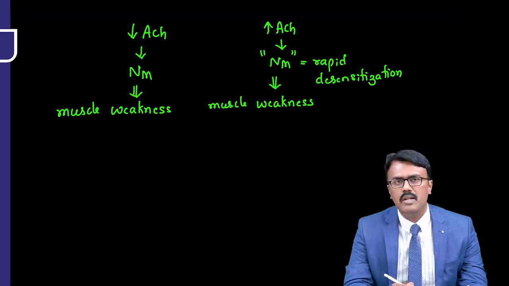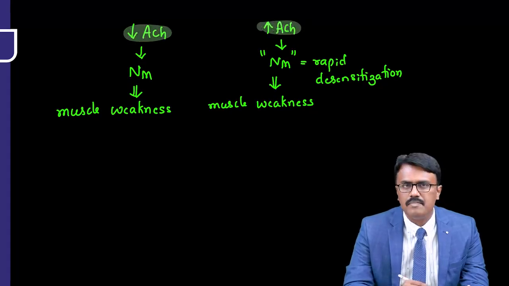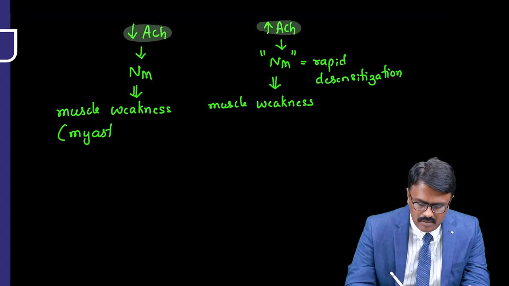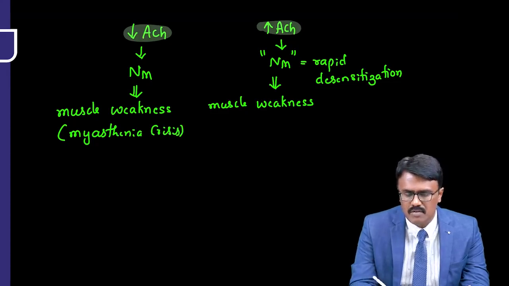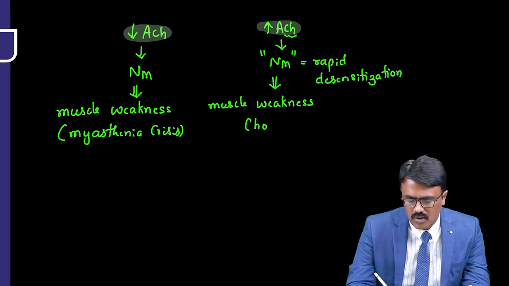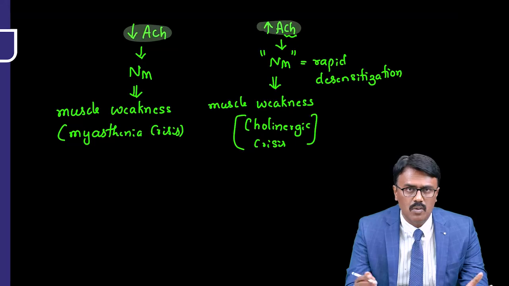So how do I know whether the dose we are giving is lesser or higher? If the dose is lesser, the muscle weakness that occurs is called myasthenic crisis. If the dose is higher, the name itself tells you that you are giving excess of the cholinergic system, so it is called cholinergic crisis. So if acetylcholine is more, it will lead to cholinergic crisis.